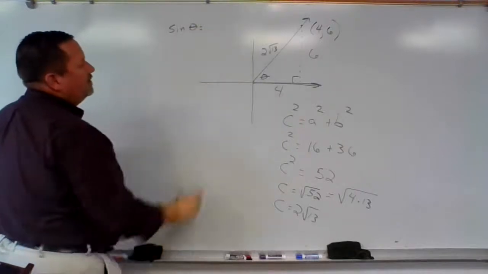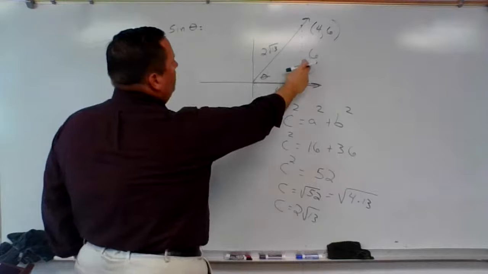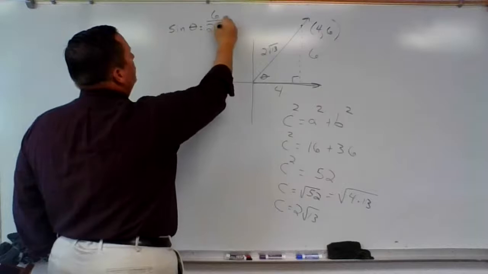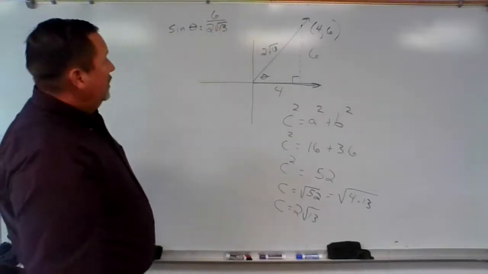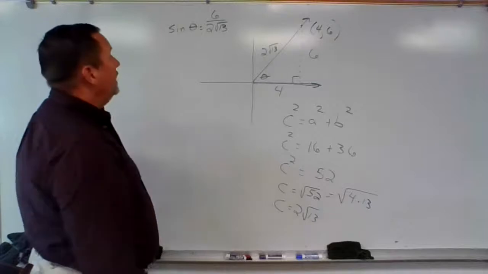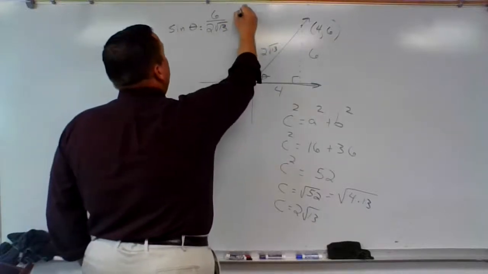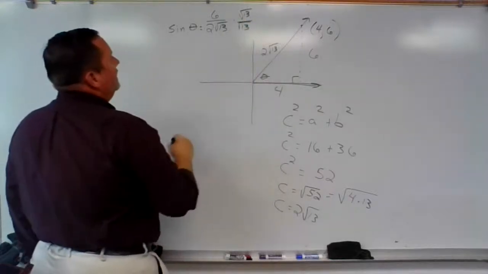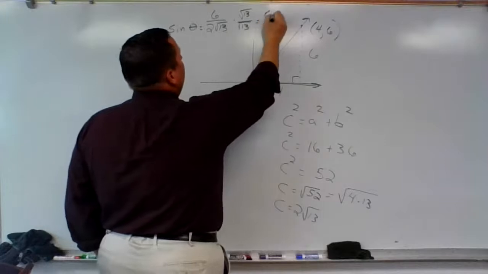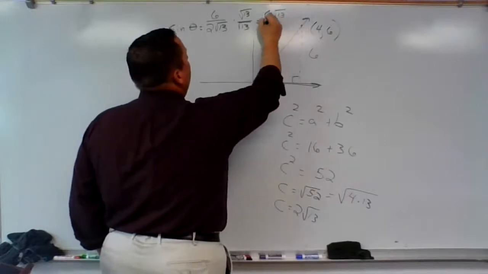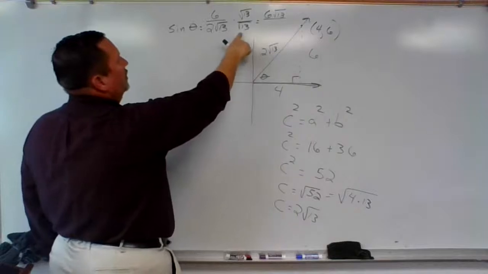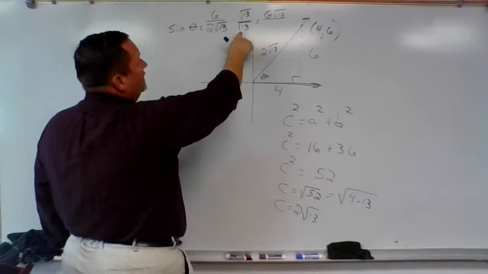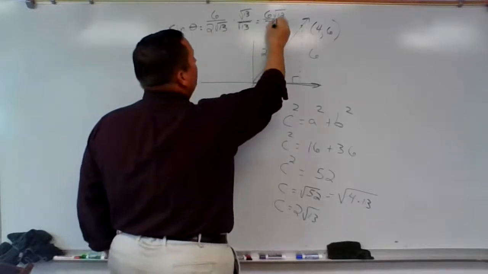Sine theta. Here's theta. I want sine, which is opposite over hypotenuse. 6 over 2 root 13, which I know I can't keep like that, but that's okay. We can multiply by root 13 over root 13. That becomes 6 root 13 over the square root of 13 times the square root of 13, which is 13, times 2 is 26.